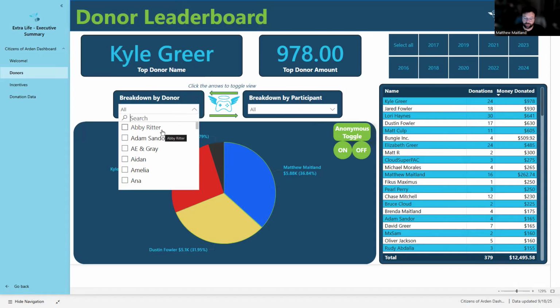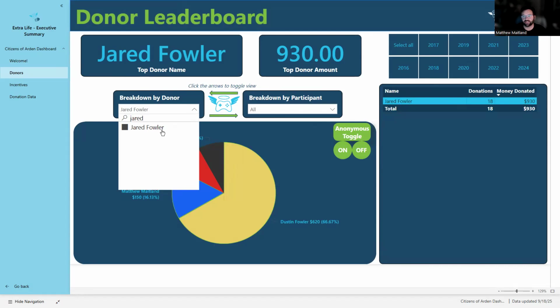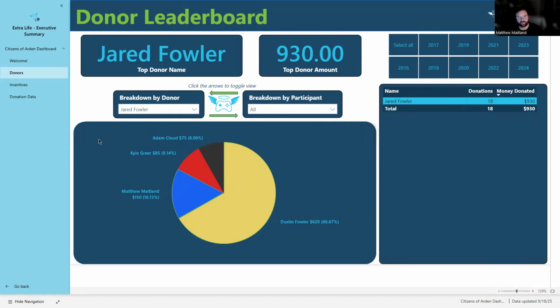Here we can also see I've got these cool little arrows. What these will do is they'll actually break down the information for us. So, for example, if we wanted to look at a breakdown by donor, right? We talked about Jared Fowler here, always loves to show up. So if we look at Jared, Dustin's little brother, we can see here's a breakdown of his donations.